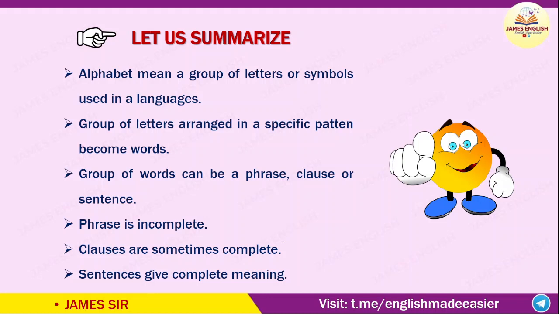In today's class, we learned what is an alphabet. An alphabet means a group of letters or symbols used in a language. A group of letters arranged in a specific pattern becomes words. A group of words can be a phrase, a clause, or a sentence. A phrase is incomplete. Clauses are sometimes complete. Sentences give complete meaning. So we can come to a conclusion.